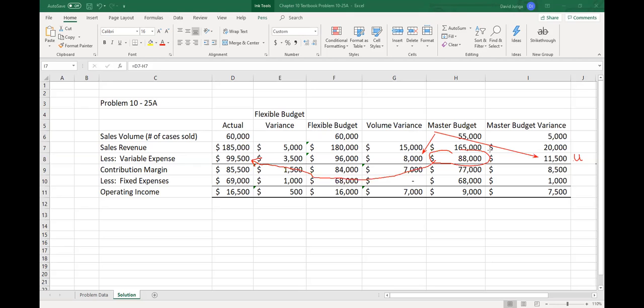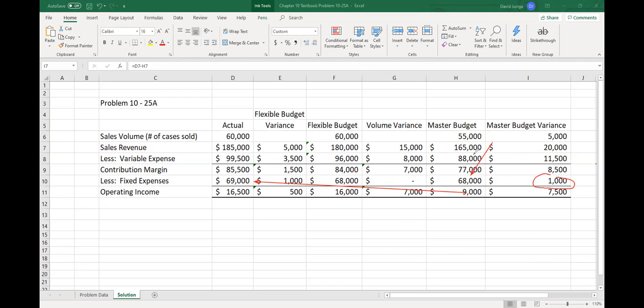Okay, so that's how that works. All right. And then the last thing you're going to be comparing here is we've got the 68,000 that we're going to compare to the 69,000. And of course, that's a $1,000 difference. And of course, like I said, there's no volume on that one.